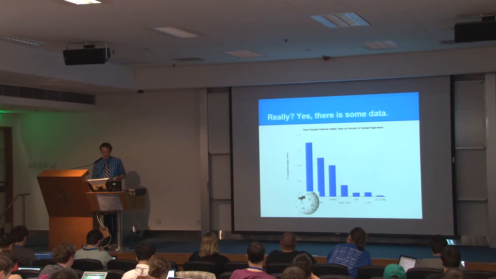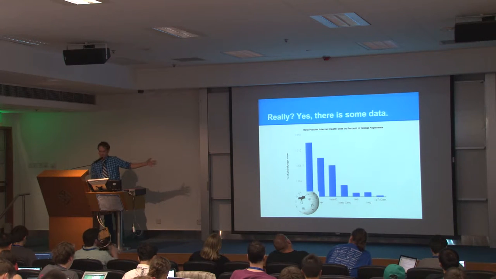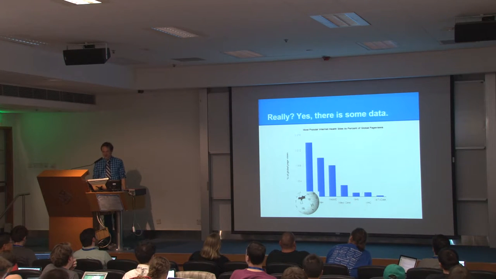I'm not going to go into detail, I'm just going to tell you that Wikipedia is an extremely popular source of health information. I've got a bit of data, you could ask me about it later, but here's a chart with some bars on it. The big bar is how many people are going to Wikipedia, the little bars are how many people are going to other websites.